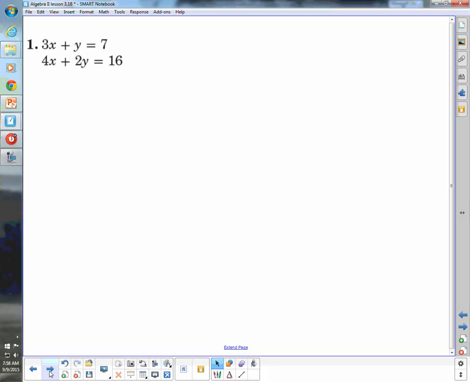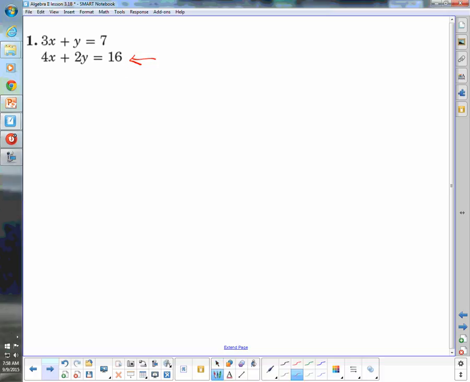Okay, when I'm working with this one, first thing that I want to do is look at which equation. I've got my first equation right here, and I've got my second equation right here. Which equation is going to be easiest to isolate one of the variables? And when I look up here, I see that this y is going to be the easiest thing to isolate.